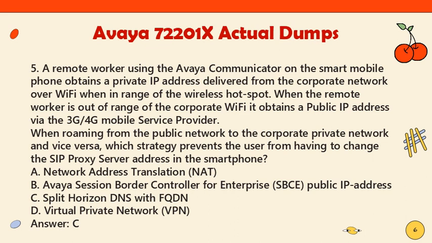A. Network Address Translation, NAT. B. Avaya Session Border Controller for Enterprise, SBCE, Public IP Address. C. Split Horizon DNS with FQDN. D. Virtual Private Network, VPN. Answer. C.